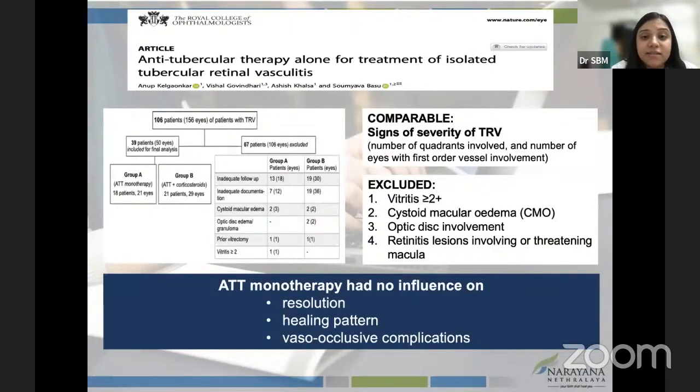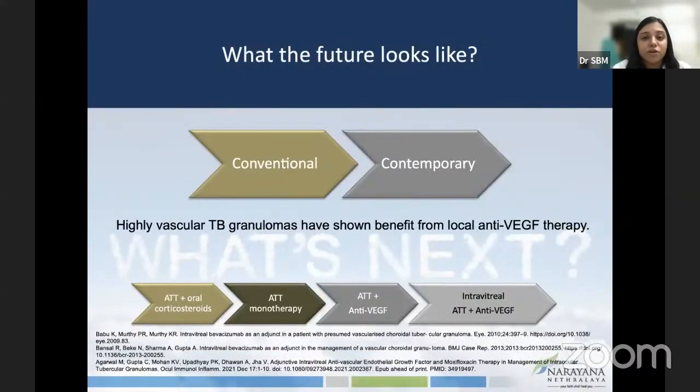Yeah, so the next is for isolated tubercular retinal vasculitis. This was a larger study of 50 eyes, where they took comparable cases of retinal vasculitis, and they found that ATT monotherapy had no influence on resolution, healing pattern, or vaso-occlusive complications. So what does the future look like?